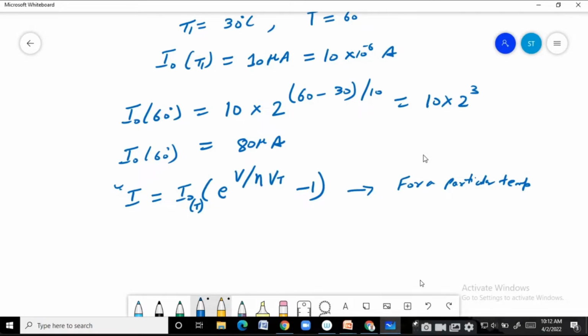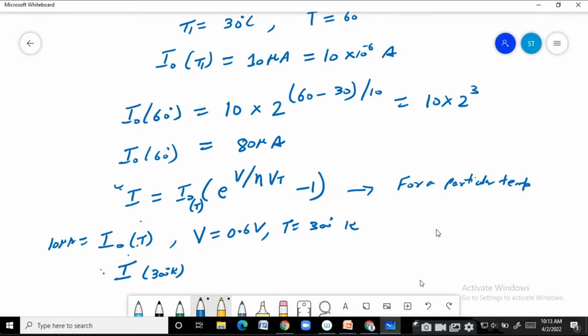Okay, so sometimes we have a problem where I naught is given at a particular temperature, and you want to find the current in a diode. Suppose I say that the forward voltage V, the voltage across the diode, is 0.6 volts, and the temperature is 300 degree Kelvin. Suppose I naught at 300 degree Kelvin is again 10 microamperes. Then when you substitute all these quantities into this equation, you will get the diode current at 300 degree Kelvin.